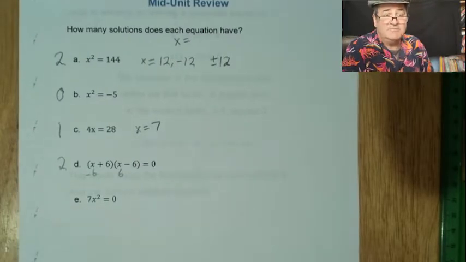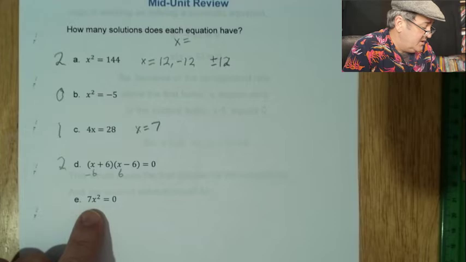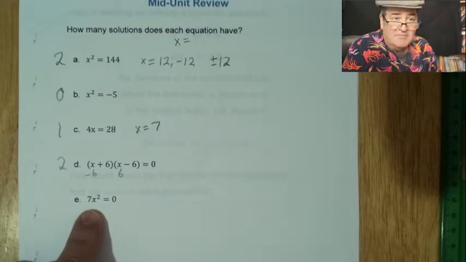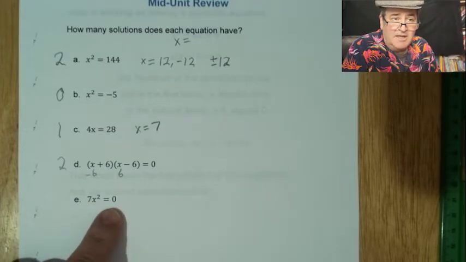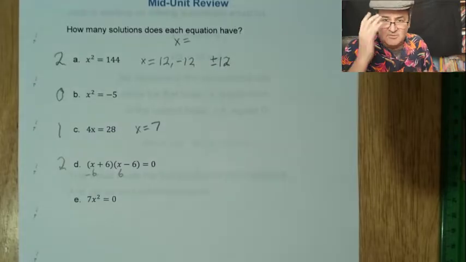Okay, the last one. 7 times x squared equals 0. What number could we put in there for x, multiply by 7, and equal 0? How many different numbers?